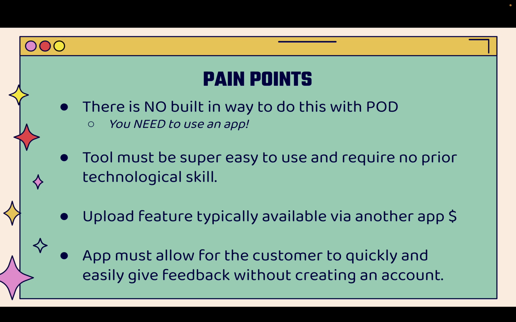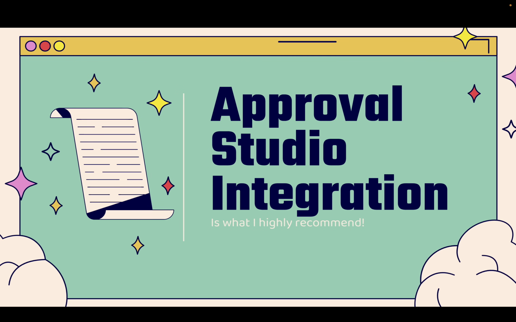And most importantly, you need the app to allow for the customer to quickly and easily give feedback without needing to do anything crazy. They don't need to create an account. They don't need to sign up. They don't need to log in. They're going to be able to approve their design and allow you to get through with fulfilling the order as quickly as possible, right? That's the kind of big time drain when it comes to personalized print on demand, all the back and forth between the customer. This is going to make it as easy as possible. And if you want to do it the right way, you're going to use Approval Studio integration.